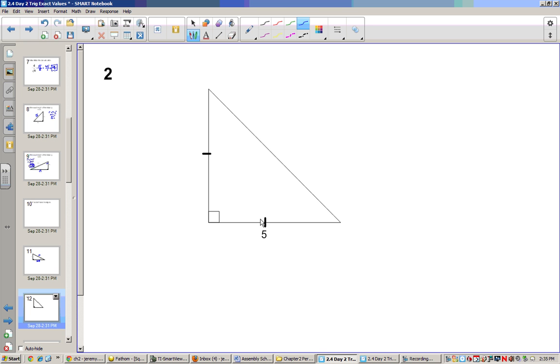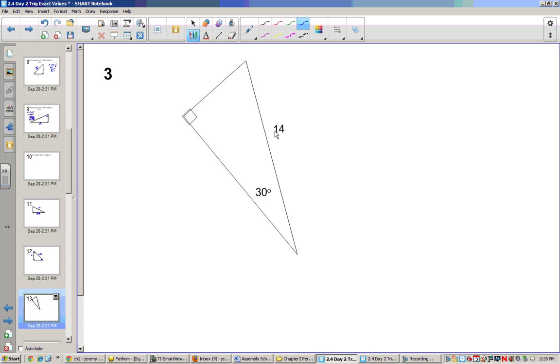Now this is a 45, 45, 90. If these two sides are the same, we know that these angles will be 45 degrees. So if this side's 5, this side's 5, and the hypotenuse will be 5 times the square root of 2. Here is a 30, 60, 90. Pause the video, see if you can do it on your own. If the hypotenuse is 14, hopefully you found out that the short side is 7. Now I multiply the short side times the square root of 3 to find my third side.